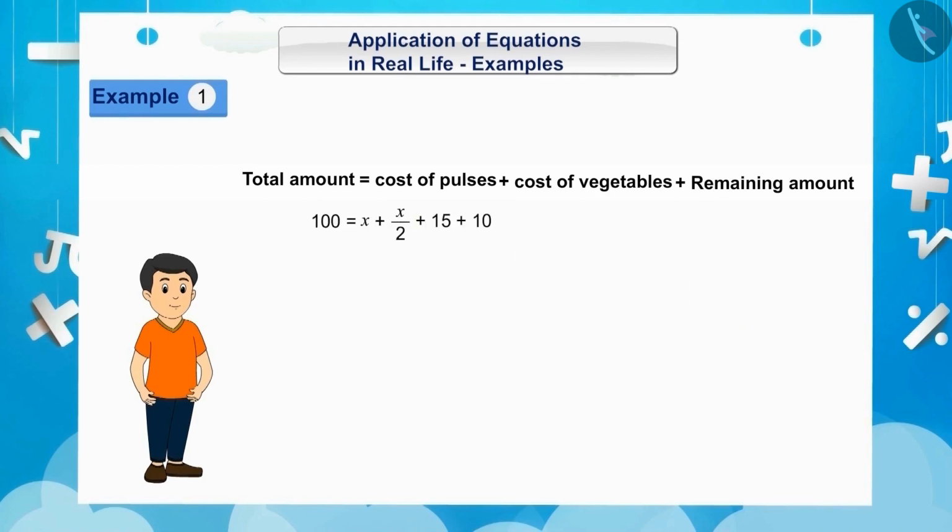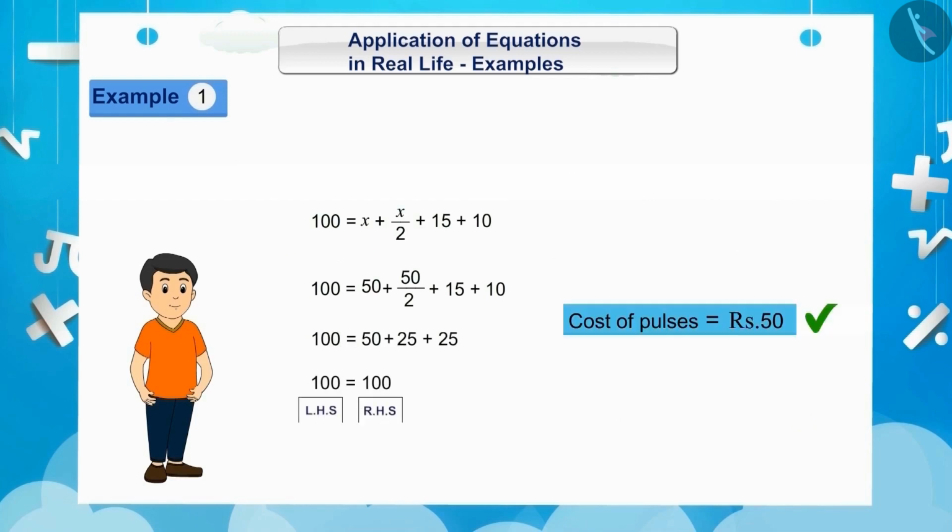By placing the value of variable x is equal to 50 in the RHS of the equation, you can verify that this solution is correct. So, the expected answer would be 50, that is, the cost of pulses is 50 rupees.